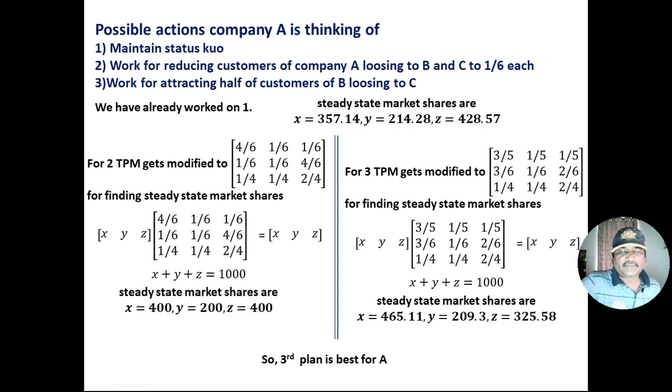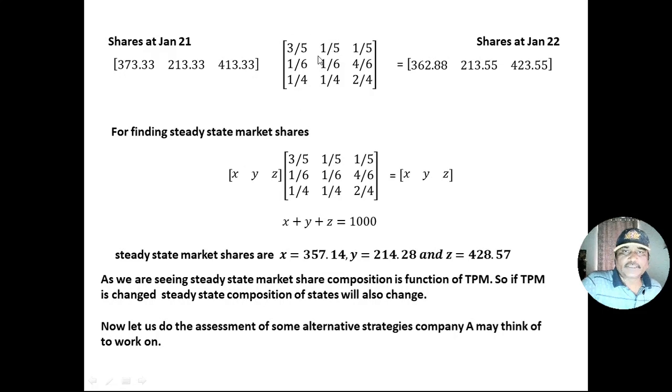Okay, let the things be the way they are, for which we have already found the steady state market share. And the second course of action: work for reducing the customers of company A losing to B and C to 1 by 6 each. Right now, the customers of A losing to B and C are 1 by 5 each. Instead, we want to reduce it. Out of 6 customers, one customer I can allow to lose.